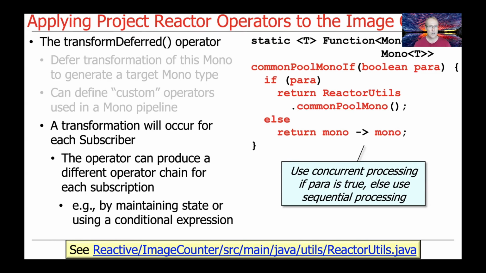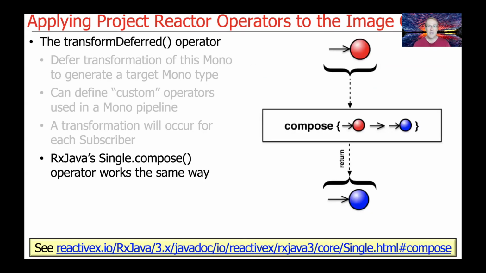There's a similar method that's defined in RxJava called compose. Works essentially the same way. Once again, I'm not quite sure why they call them two different things, but they both allow for creating custom operators that essentially extend the behavior that's possible to have with chains of methods with either Monos or Fluxes.